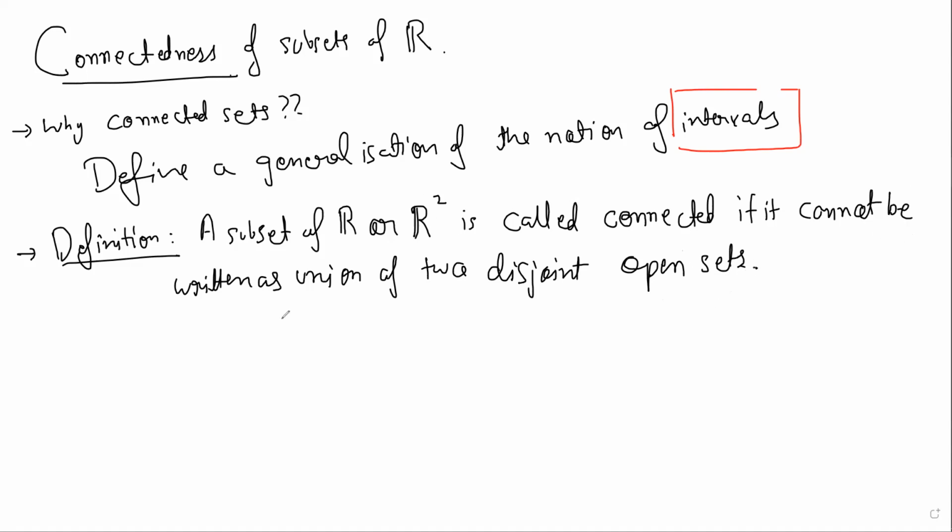That was the definition. But then we did this classification. So what is the next question to ask? The next question to ask is: what are the connected subsets of R? We said that connected subsets of R are exactly intervals.